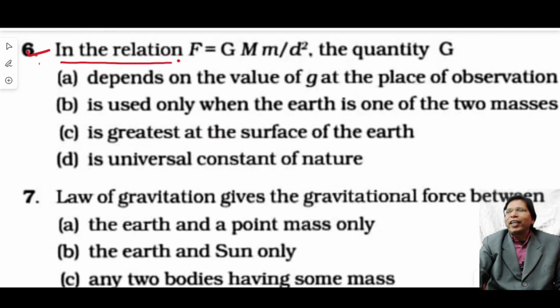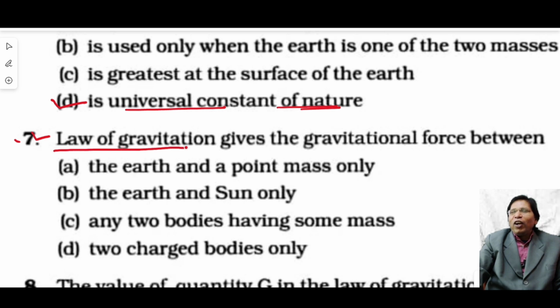If the relation is F = G M m / d², the quantity G is the universal gravitational constant, so it is a universal constant of nature. Now question number 7. Does the law of gravitation give the gravitational force between the earth and a point mass? No. The law of gravitation is applicable for any two bodies having some mass.